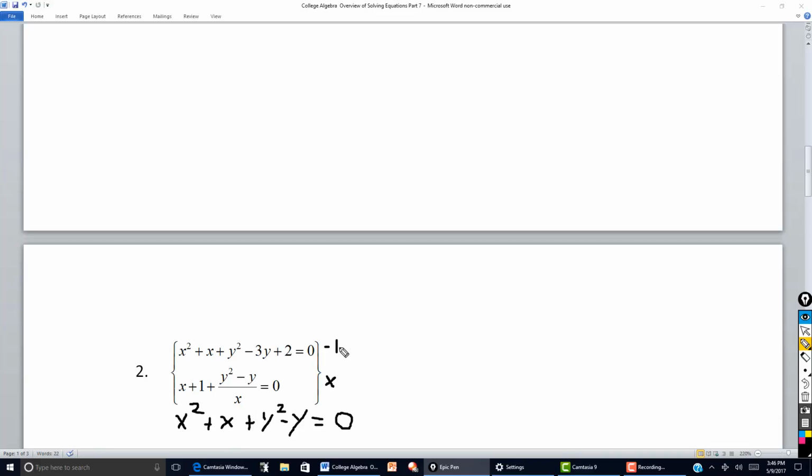Okay? And then minus 1 times a negative 3y is a plus 3y, added to a minus y is 2y. Okay, and then minus 1 times 2 is minus 2, added to the second equation is just minus 2. Minus 1 times 0 is 0, added to 0 is 0, so I get this.